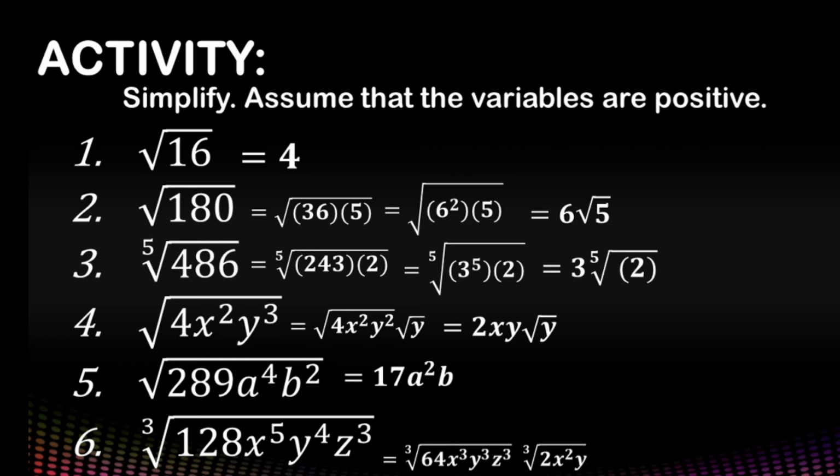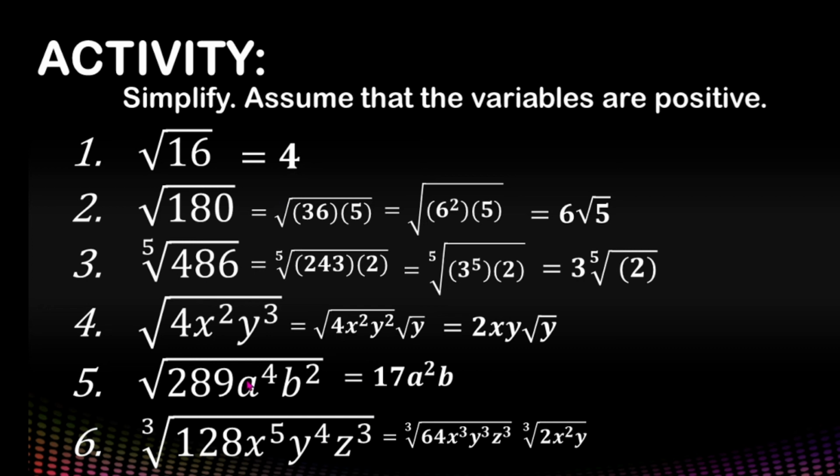So therefore, we have the cube root of 64 x cubed y cubed z cubed, times the cube root of 2x squared y. So the first factor is a perfect nth power, while the second one is non-perfect. Therefore, by applying the laws of radicals, we have 4xyz times the cube root of 2x squared y.